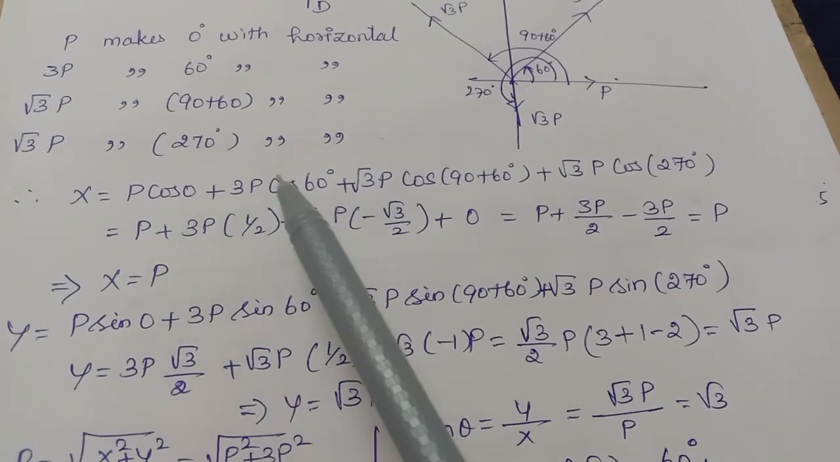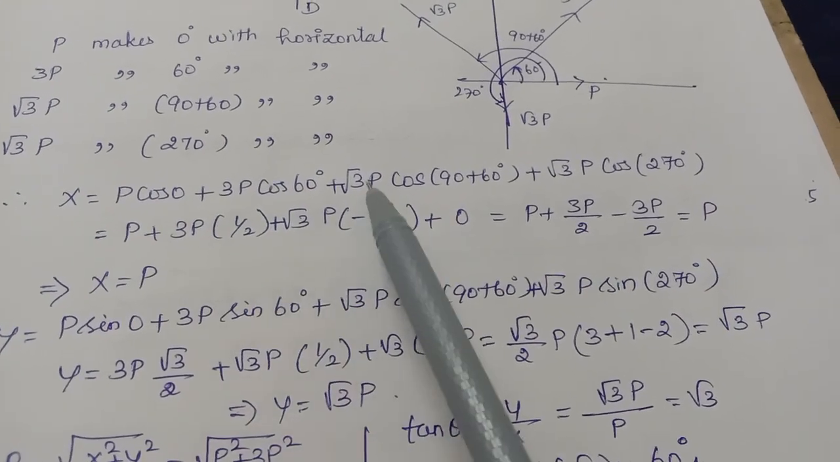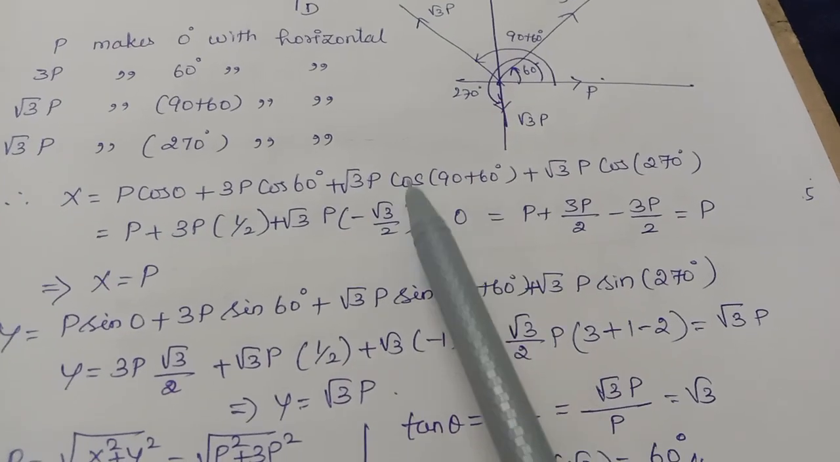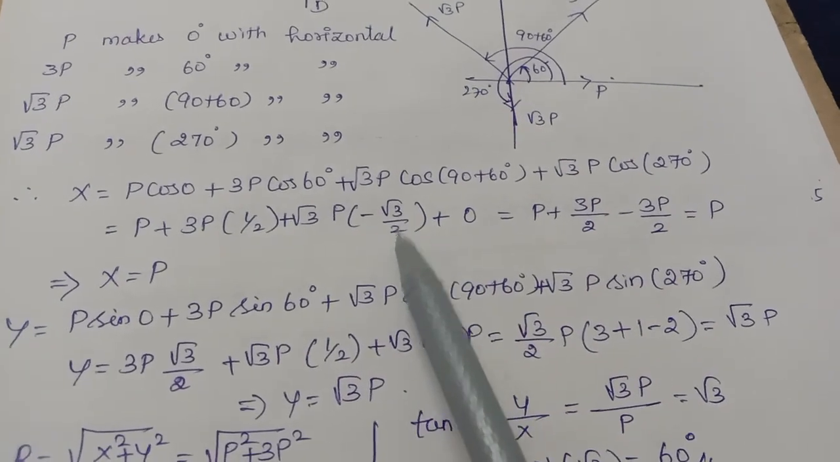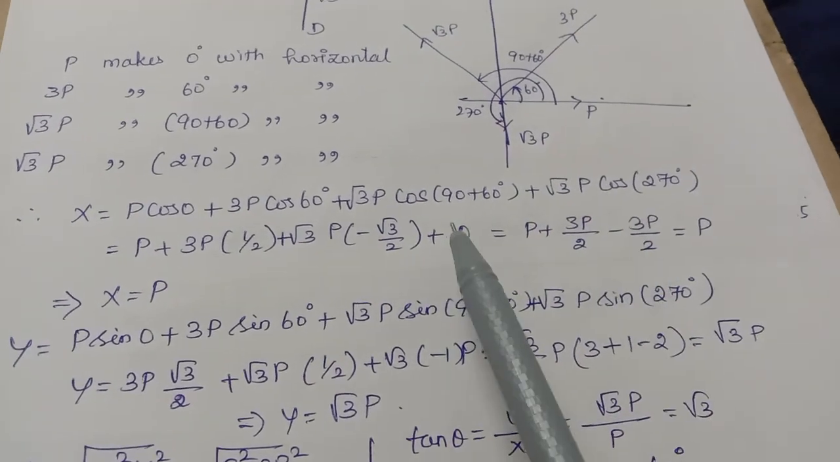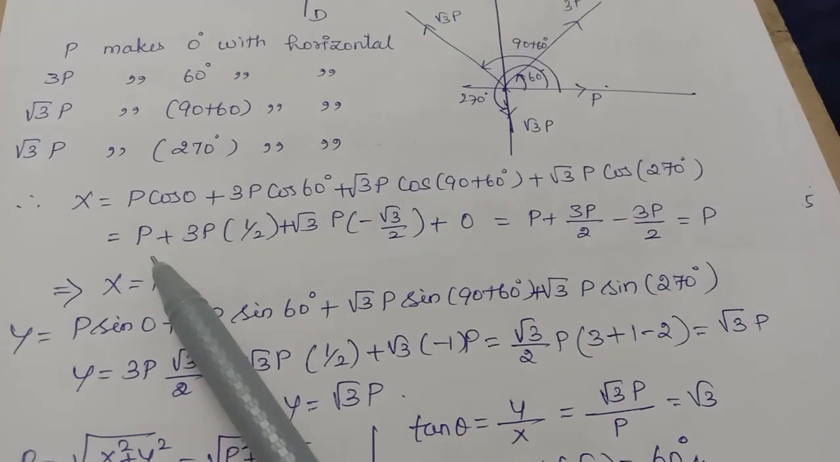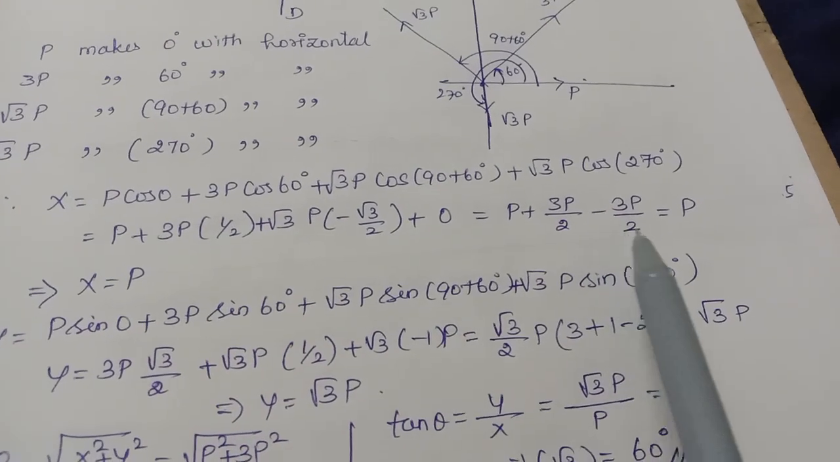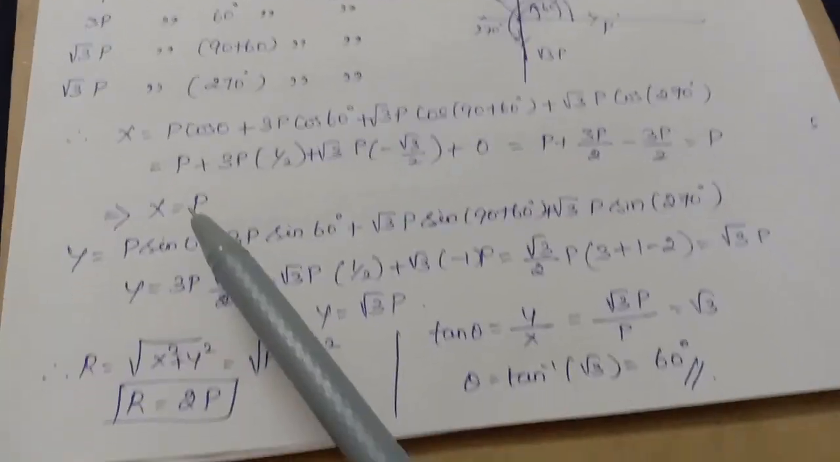So P cos 0, P; here 3P into 1 by 2. This is root 3P into cos of 90 plus 60, which is minus sin theta. So minus sin 60 means what? Minus root 3 by 2. Here cos 270, that is along this line. It's equal to cos is 0, no? So 0. So what do you have? P plus 3P by 2 minus 3P by 2. So simply it is what? P. So the horizontal component is equal to P.